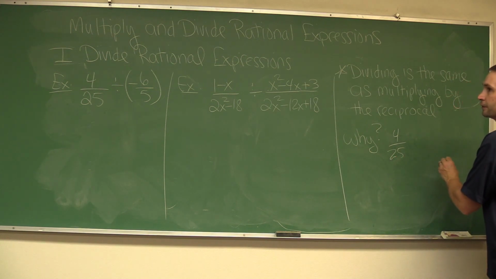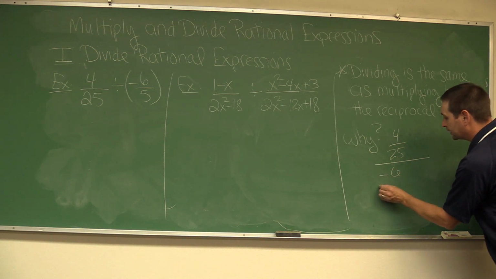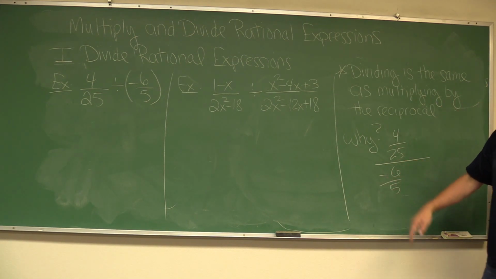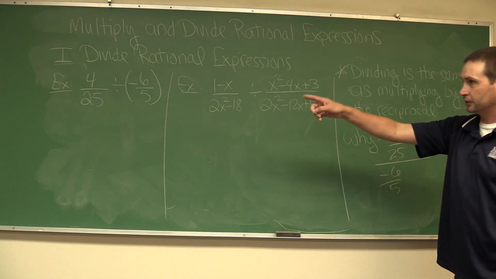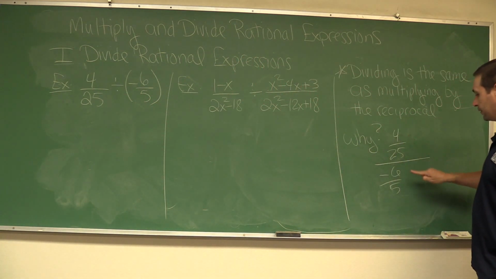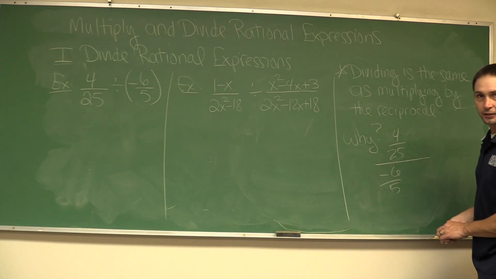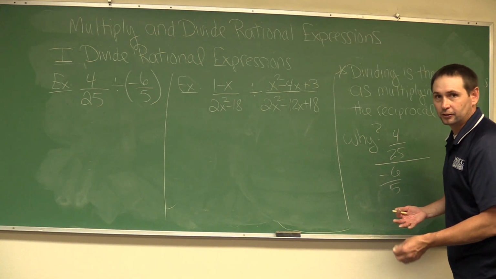it's 4 over 25. Basically, if I was to write it out as division, it's negative 6 over 5. I could use a big division bar like that, right? It means the same thing as the division bar here. I'm just writing 4 over 25 divided by negative 6 fifths. But this is called a complex fraction. You have a fraction within a fraction. It's messy. You don't usually want that.